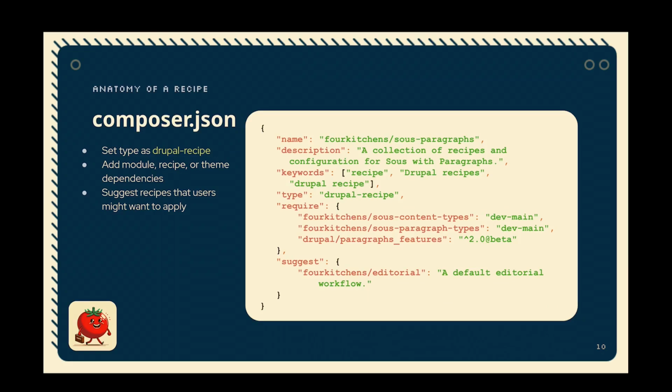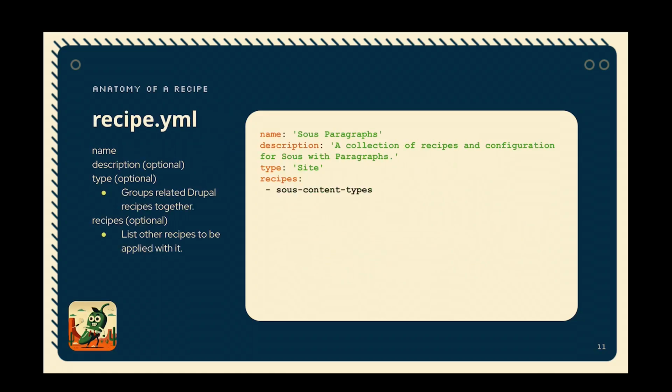The composer.json is going to be pretty similar to what you see for other kinds of projects, so modules or themes. But the key difference here is the type is Drupal recipe. You can also suggest other projects or recipes. Currently, there isn't a lot that'll be useful for. If you're applying the recipe on the command line, it will show up at the end as suggestions there. There's talk that maybe one day Project Browser will make those more visible, but for now it doesn't actually accomplish a whole lot.